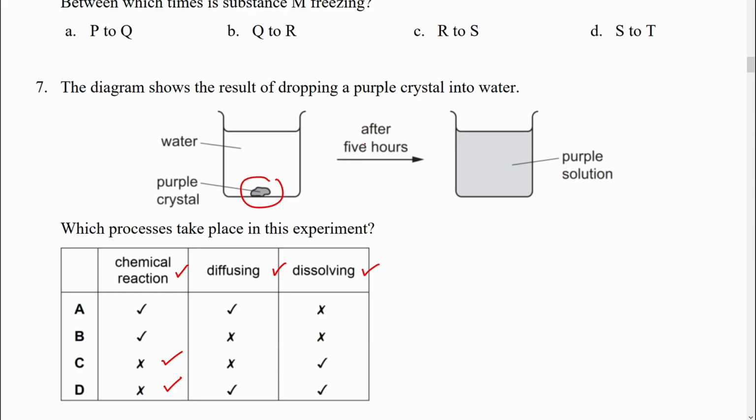And at the end, after 5 hours, it will turn into a purple solution. It means you want to make sure this purple crystal can dissolve, right? It can dissolve in the water and turn into a purple solution. A solution here means you mix something, for example using water or alcohol or some liquid, and this purple crystal will dissolve, and after that it will distribute to every single area in this beaker. So it will diffuse, right? So diffusion happened and dissolving also happened. So that's why the answer is D.